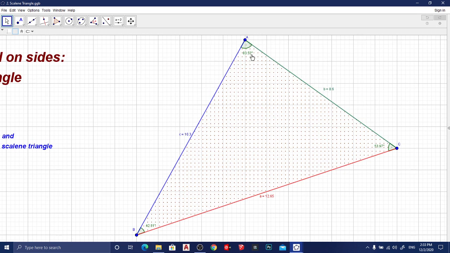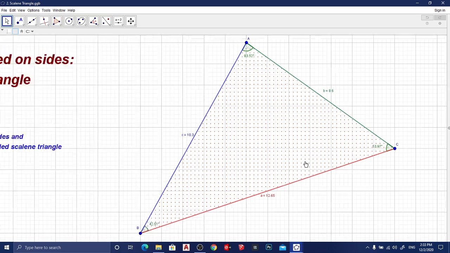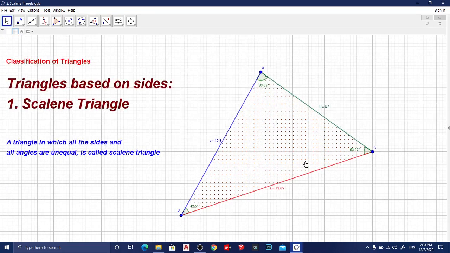If you observe, AB is 10.3 centimeters, BC is 12.65 centimeters and AC is 8.6. All the measurements of the sides are different here, so it is a scalene triangle. If we take the angles, here it is 83.5, this is 43, 42.1, this is 53.97. So all the angles are also different from each other. So this type of triangle is called a scalene triangle.